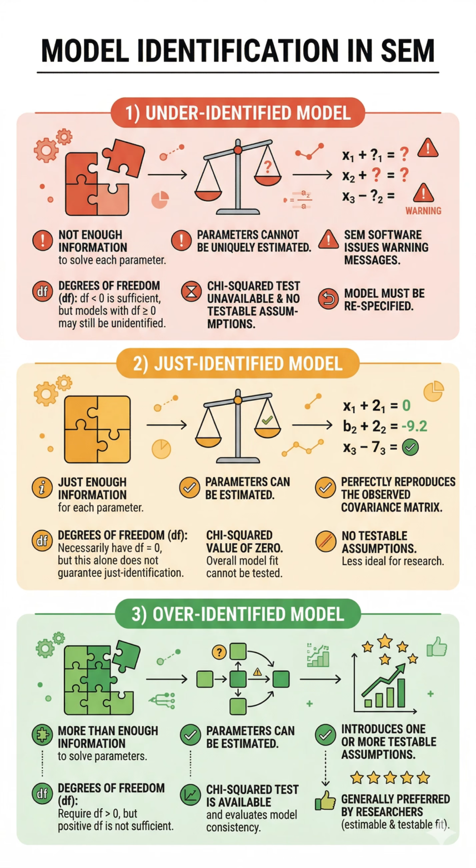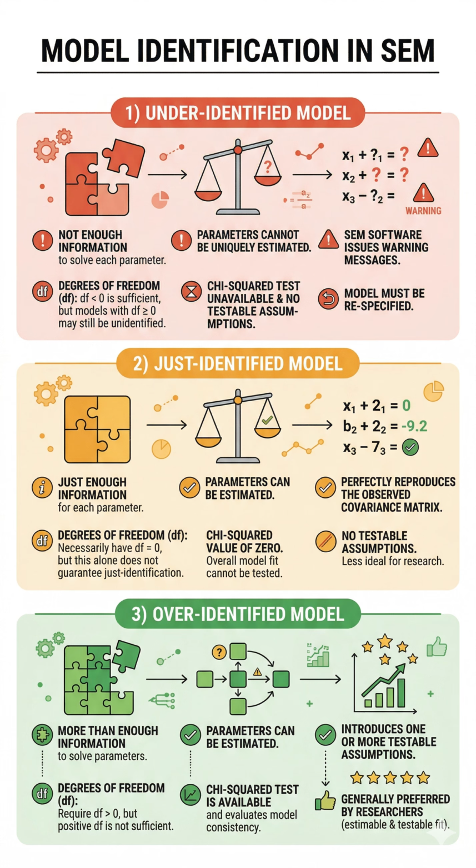In structural equation modeling, or SEM, model identification concerns whether model parameters can be solved in terms of elements of the population covariance matrix. An underidentified model arises when there are not enough pieces of information to solve for each parameter, meaning that at least one parameter cannot be expressed in terms of the covariance matrix. In such cases, parameters cannot be uniquely estimated, and SEM software typically produces a warning message.